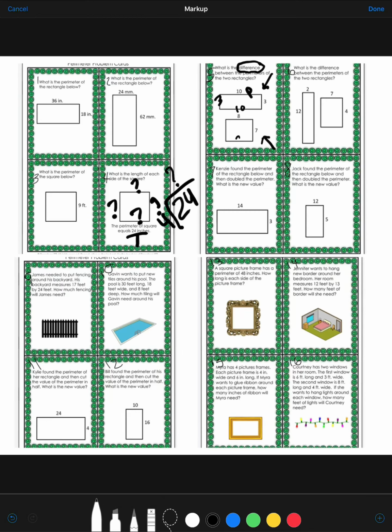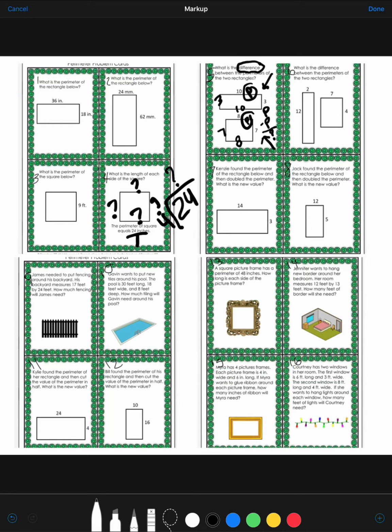Do the same thing for the next one. If this side is 8, this side is 8. If this side is 7, this side is 7. And find my perimeter for this one. Once I have found both of my perimeters, I would subtract them to get my final answer. Remember to always put the bigger number on top when you subtract. You will do the same thing for number 6.